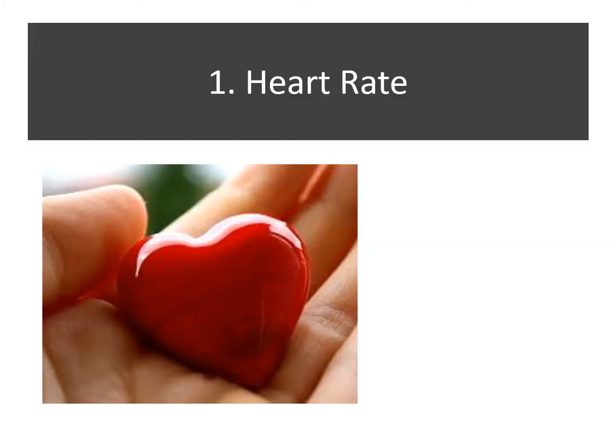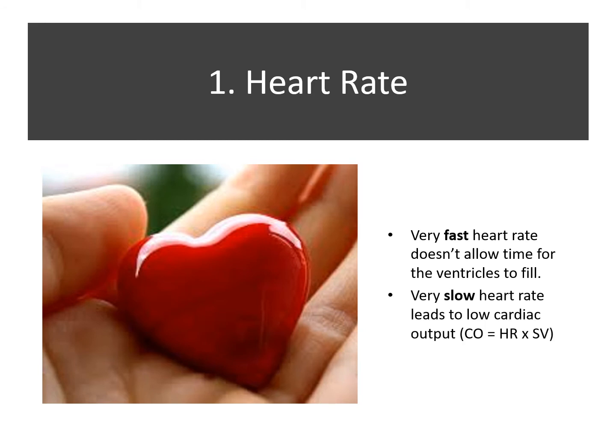The first of these is an abnormal heart rate. So how does an abnormal heart rate contribute to hypotension? Well, if the heart is pumping very fast, the heart does not have time to fill with blood. If the heart is pumping very slow, that leads to a low cardiac output. So the heart doesn't pump enough blood, resulting in low blood pressure.